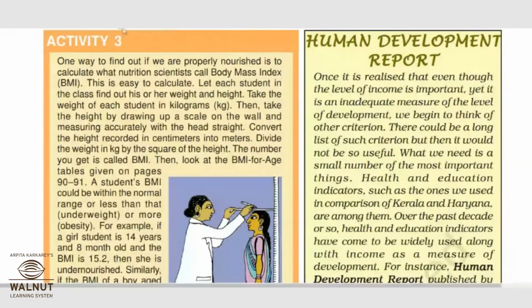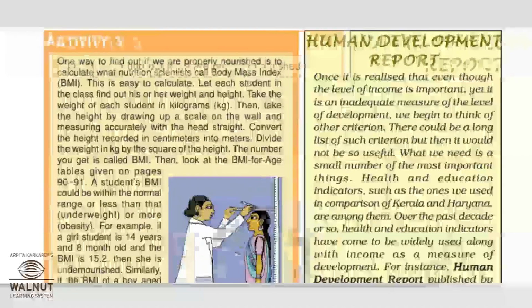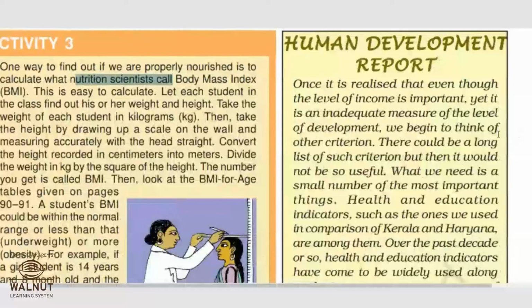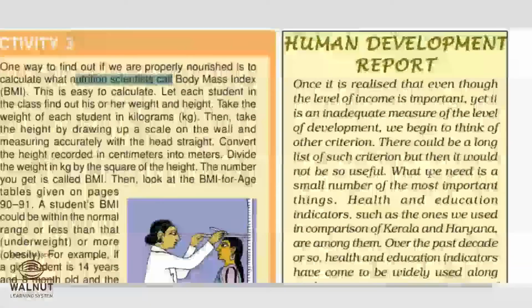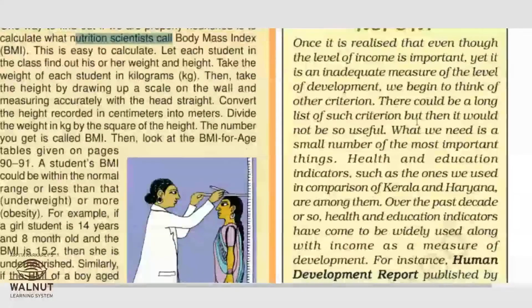Once it is realized that even though the level of income is important, yet it is an inadequate measure of the level of development, we begin to think of other criteria. There could be a long list of such criteria, but then it would not be so useful. What we need is a small number of most important things: health and education indicators, such as the ones we used in comparison of Kerala and Haryana, are among them.